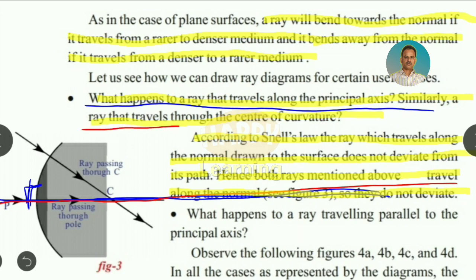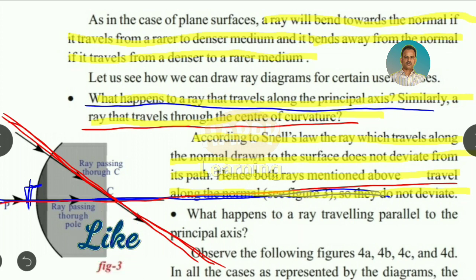Ray that travels through the center of curvature. This is the ray passing through the center of curvature. The principal axis is also one of the rays passing through the center of curvature, but every line passing through C is not a principal axis. The line passing through both P and C will be the principal axis. A ray coming along the principal axis will not deviate. It will move along the principal axis. That is over.